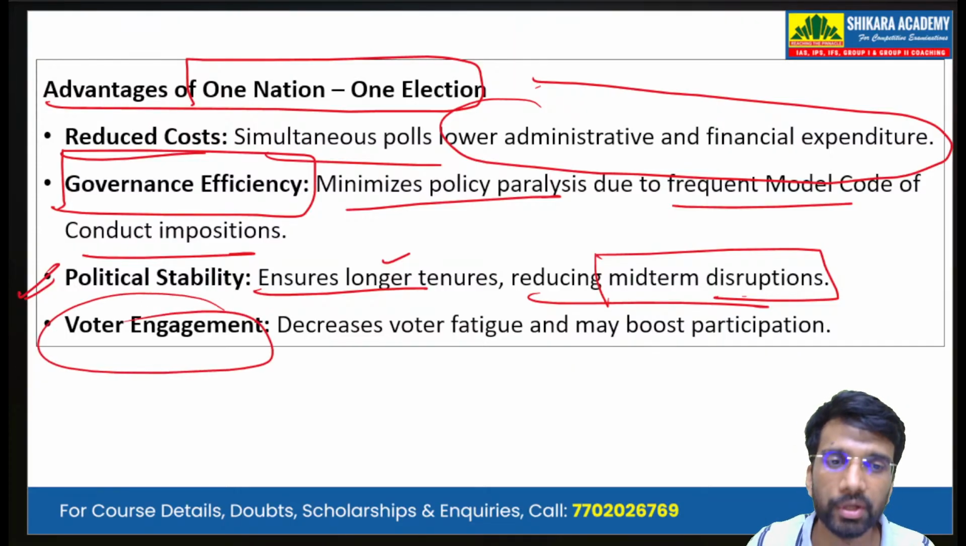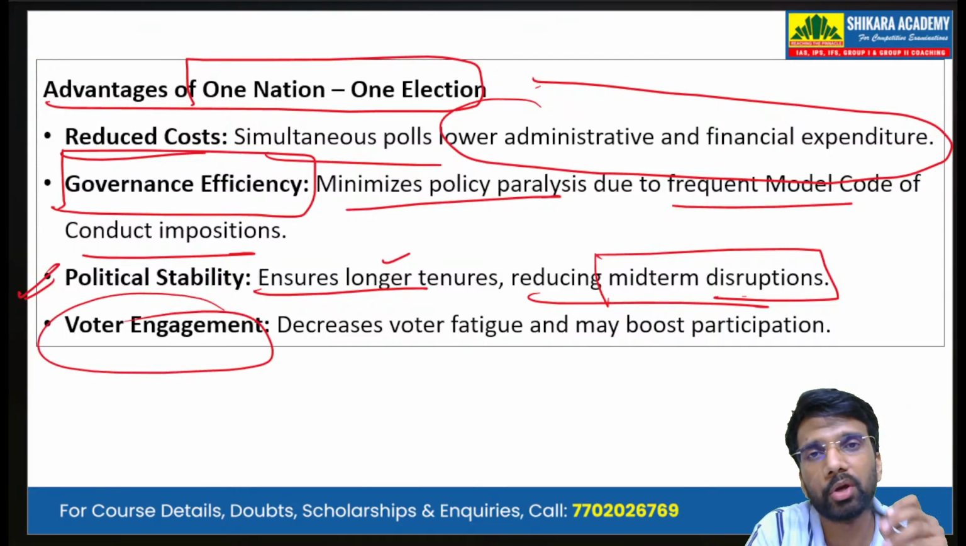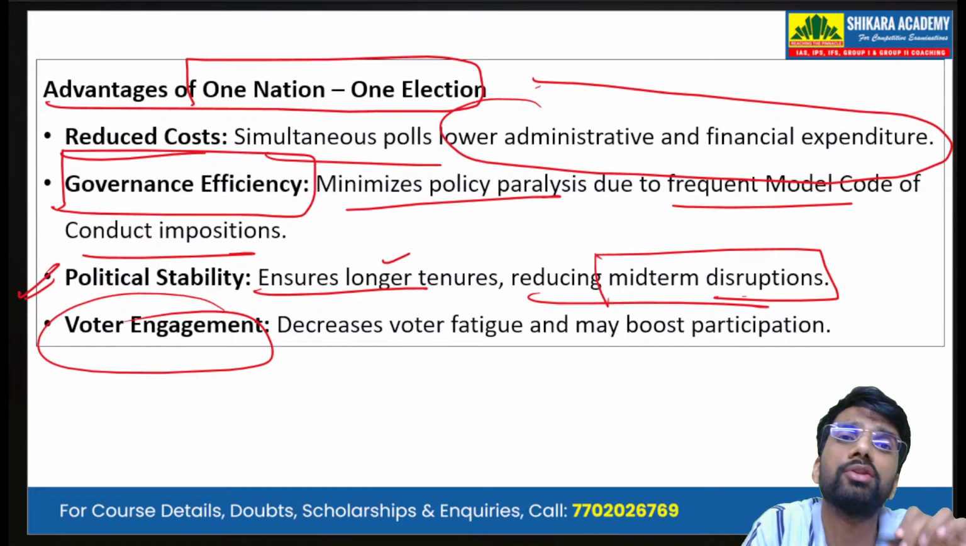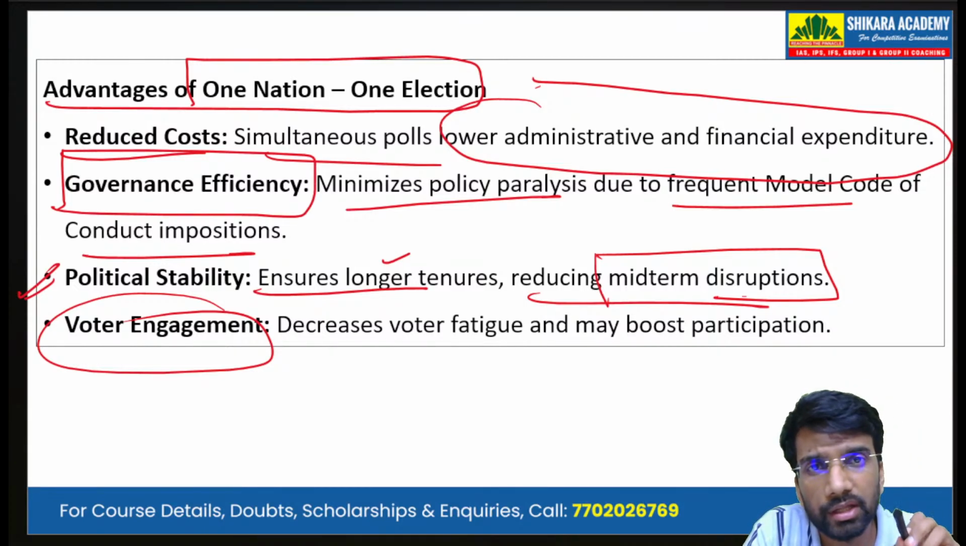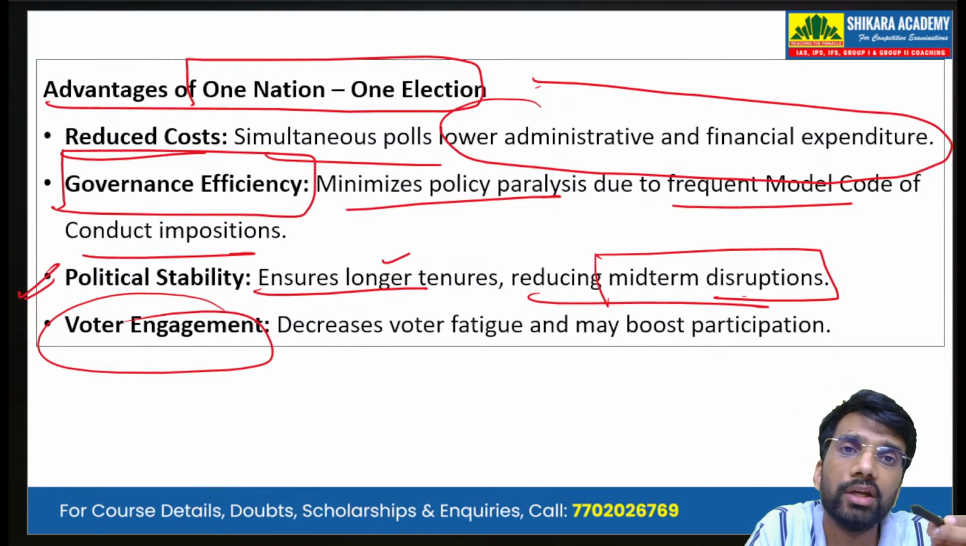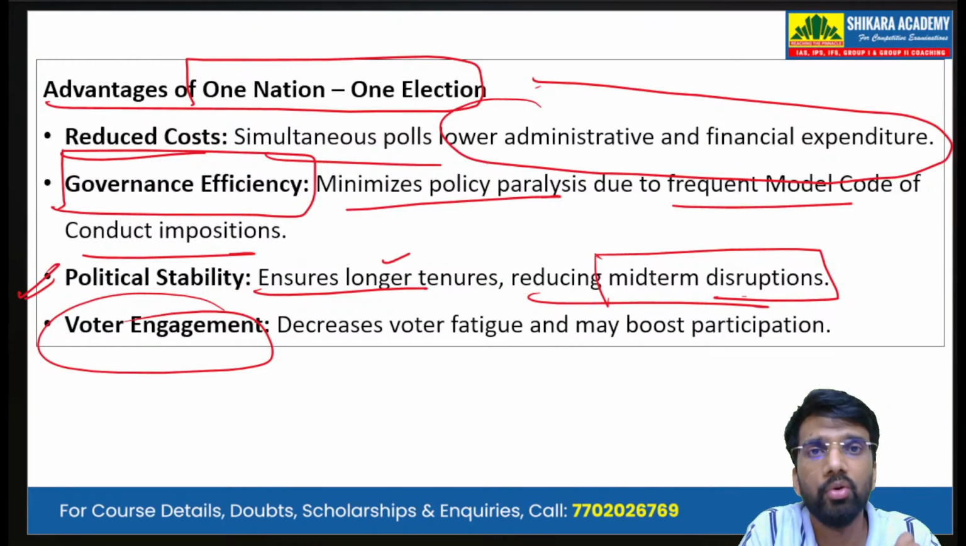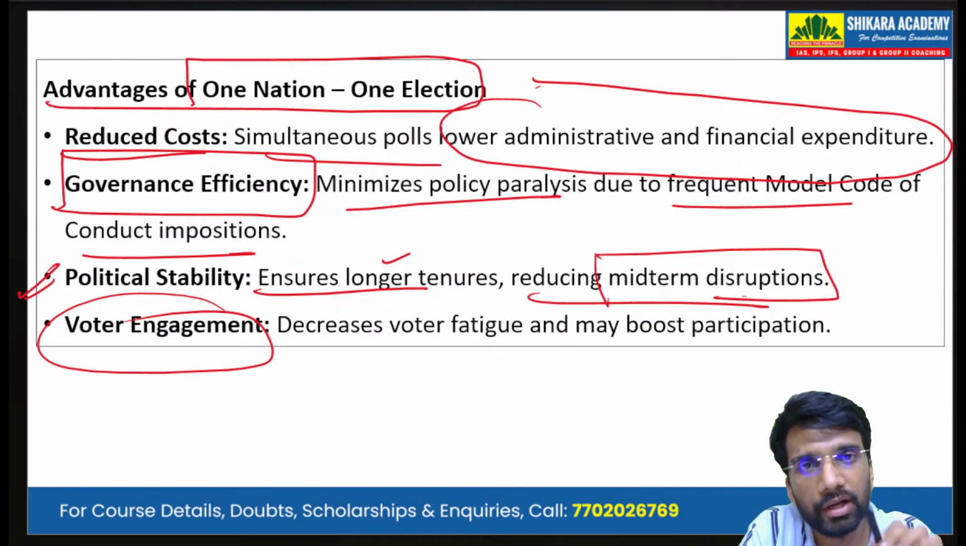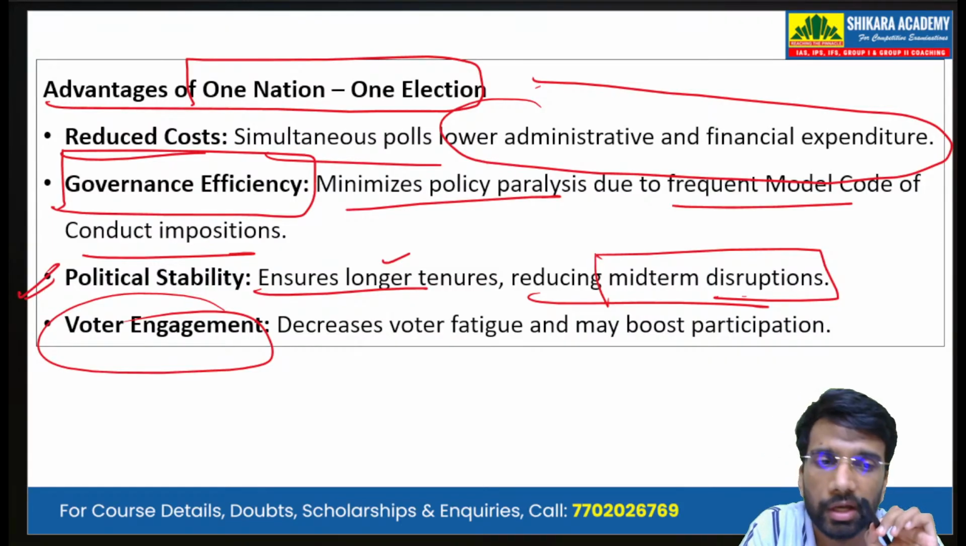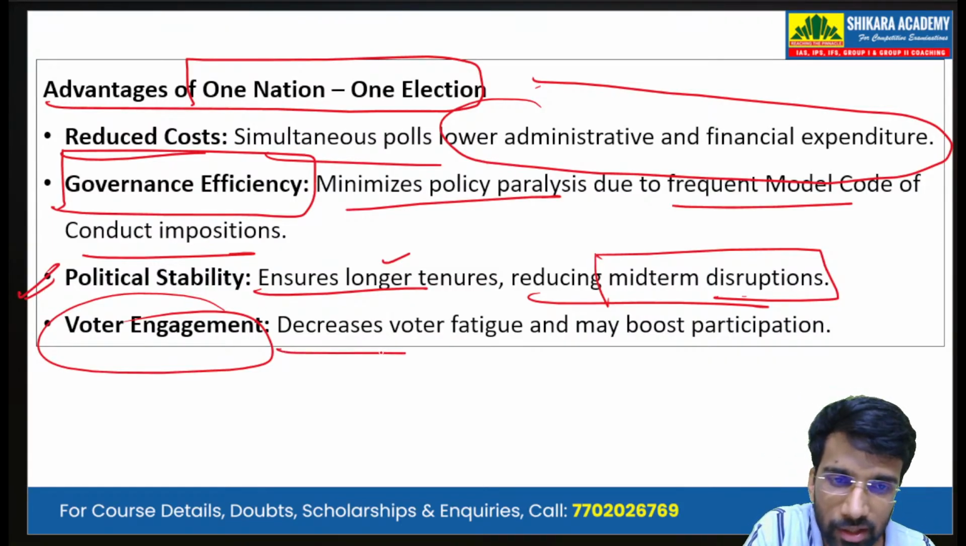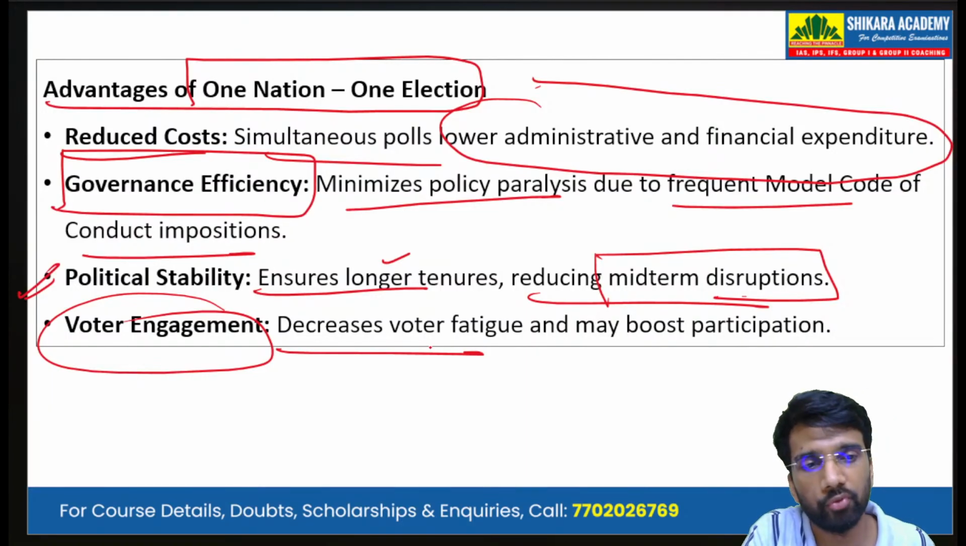Fourth is the voter engagement, because of the frequent elections, like after every 6 months or 1 year, if a person has to vote, it tends to create a fatigue in the voters. So if one nation, one election is implemented, if simultaneous elections are implemented, it may decrease the voter fatigue, and this will further boost the participation of the voters in the election process.